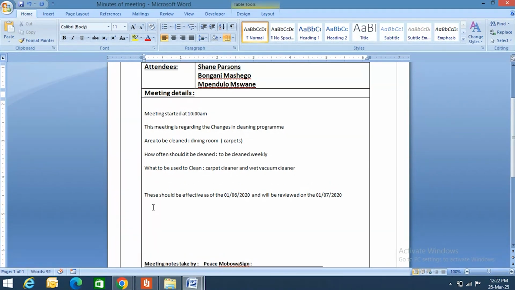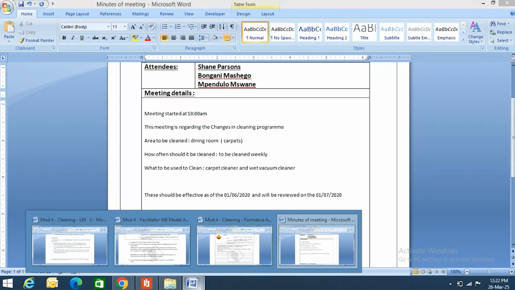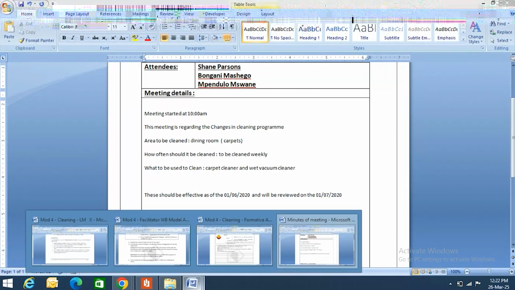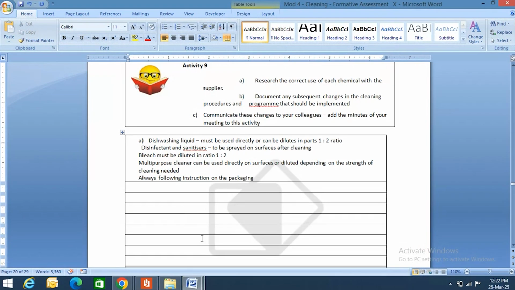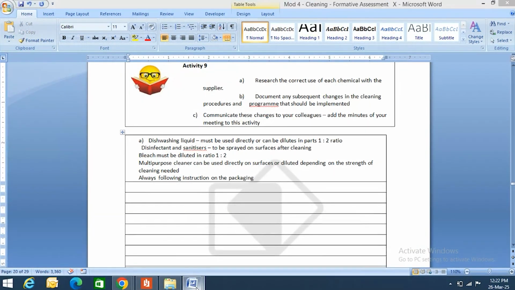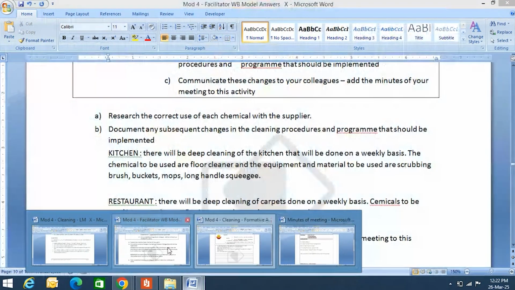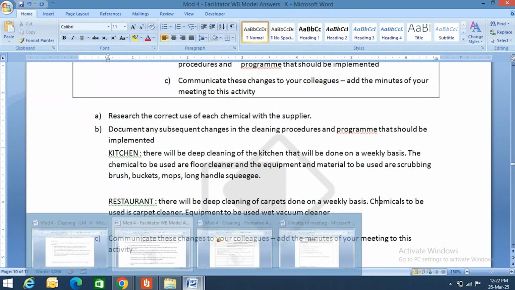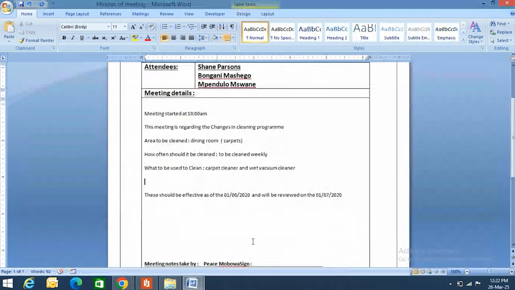Does that cover everything that we spoke about? Let's go and see. Oh, wrong active, sorry. I didn't write there. So what we said here? Carpets to be done on a weekly basis. Chemicals to be used is carpet cleaner, equipment is vacuum. Yes, that covers everything, doesn't it?